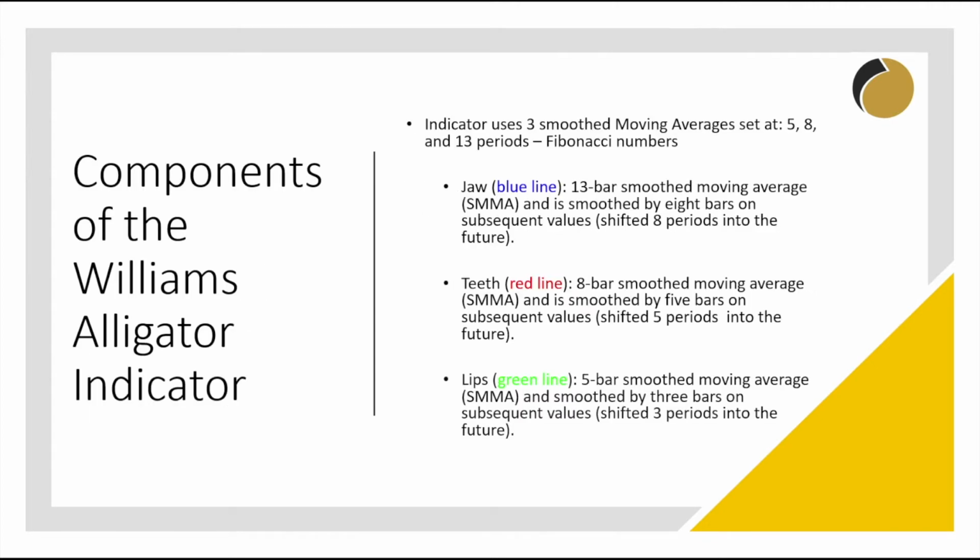So what is the Williams Alligator Indicator made up of? The indicator uses three smooth moving averages set at 5, 8, and 13 periods, which are also Fibonacci numbers. The slowest moving average is the jaw, which is set to 13 periods and displaced into the future by 8 periods. The middle moving average is the teeth, which is set to 8 periods and displaced into the future by 5 periods. And lastly, the fastest moving average is the lips, which is set to 5 periods and displaced into the future by 3 periods.